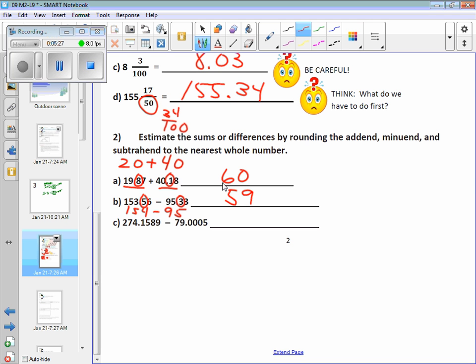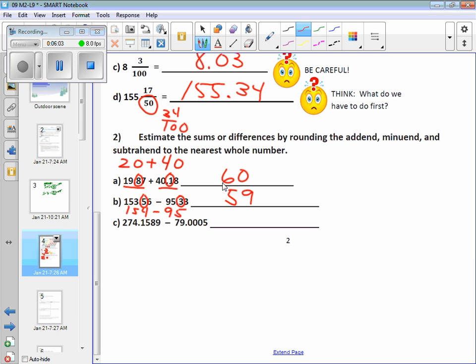All right, last one. What is this number? 274. And by the way, I'll give you a ticket if you can say this. Go ahead, Matt. 274 and... Now comes the hard part. 274 and 158, 1,589, 100,000. One more time.